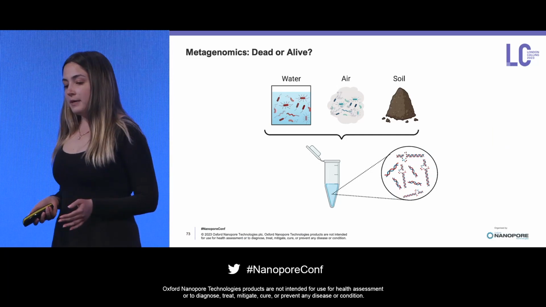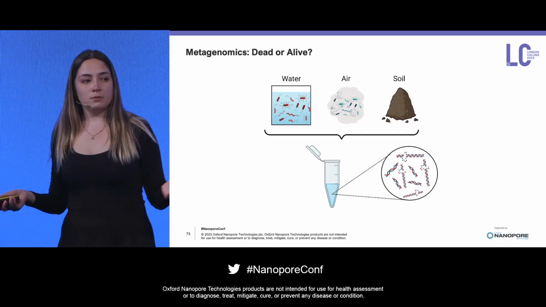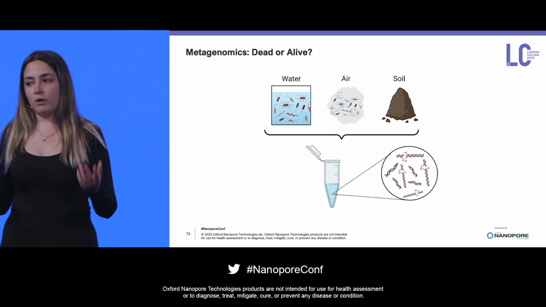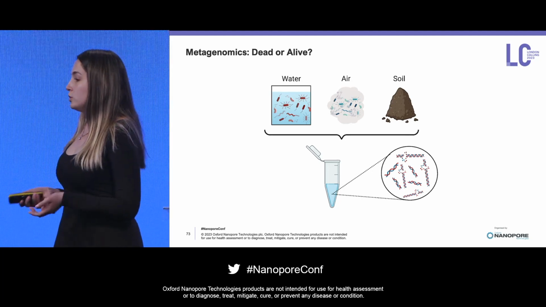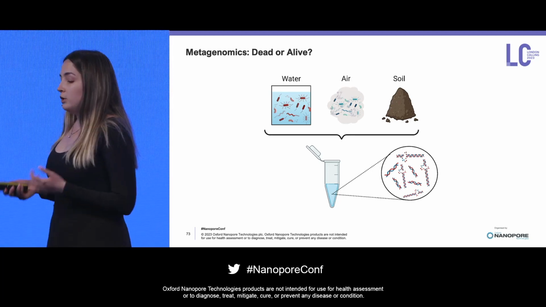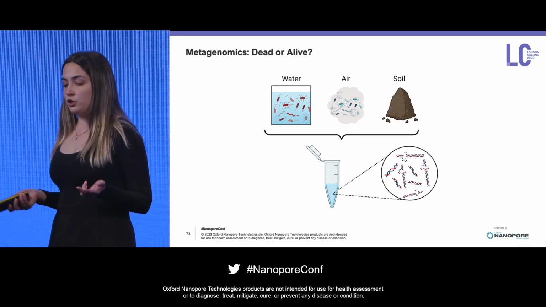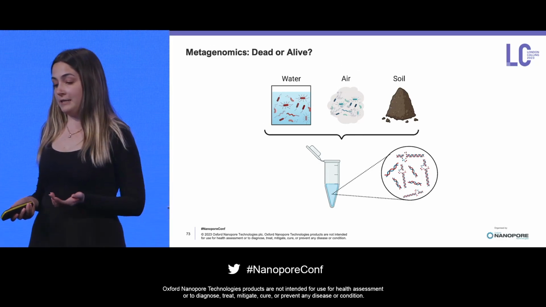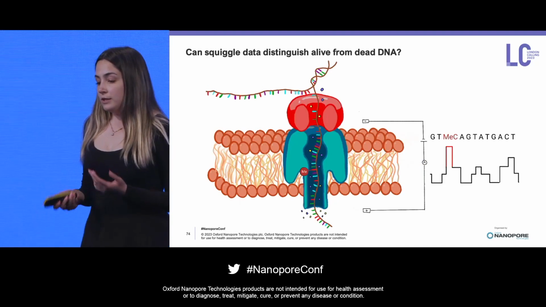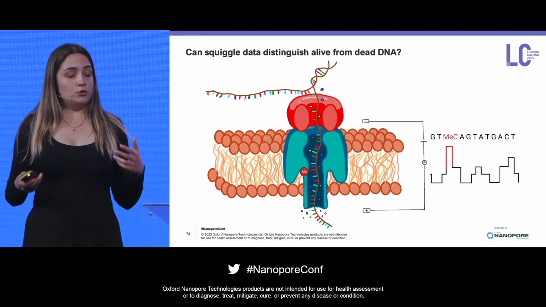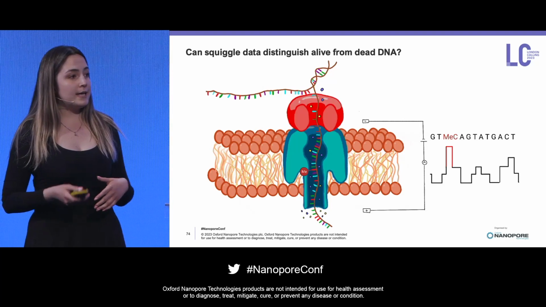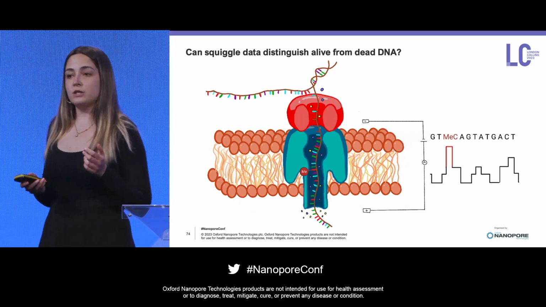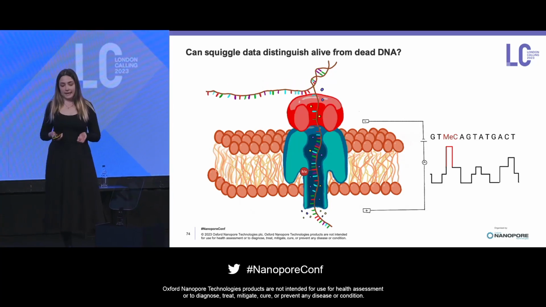Metagenomics allows us to study whole microbial communities found in environmental samples such as water, soil, and air. One of the disadvantages in metagenomics is that we cannot differentiate living and dead microorganisms. We use nanopore sequencing to test the hypothesis whether squiggles can detect differences between what we call viable and dead DNA.